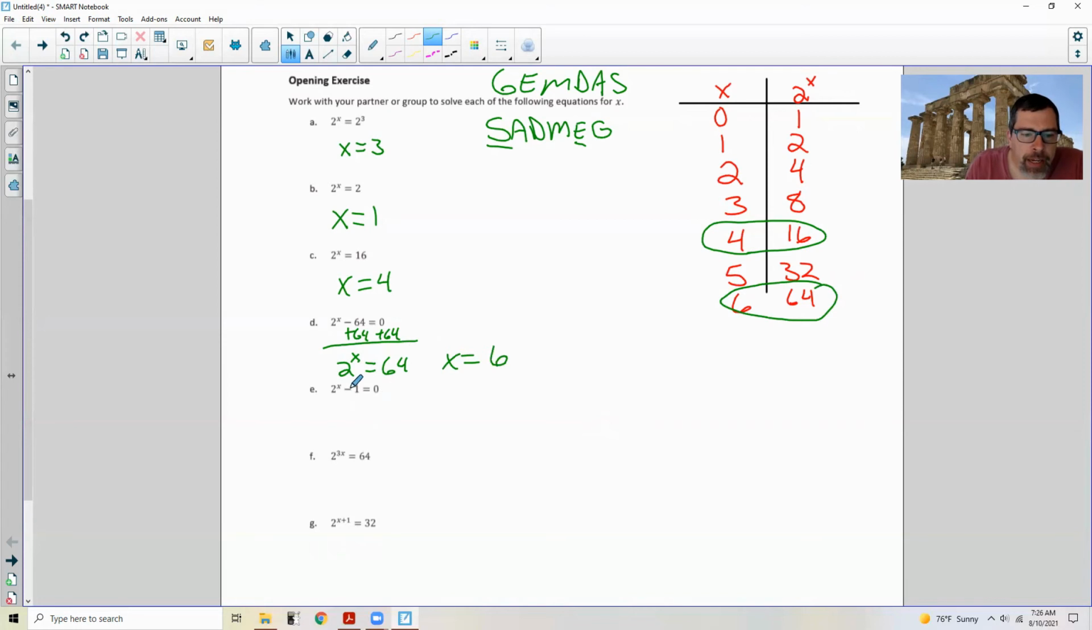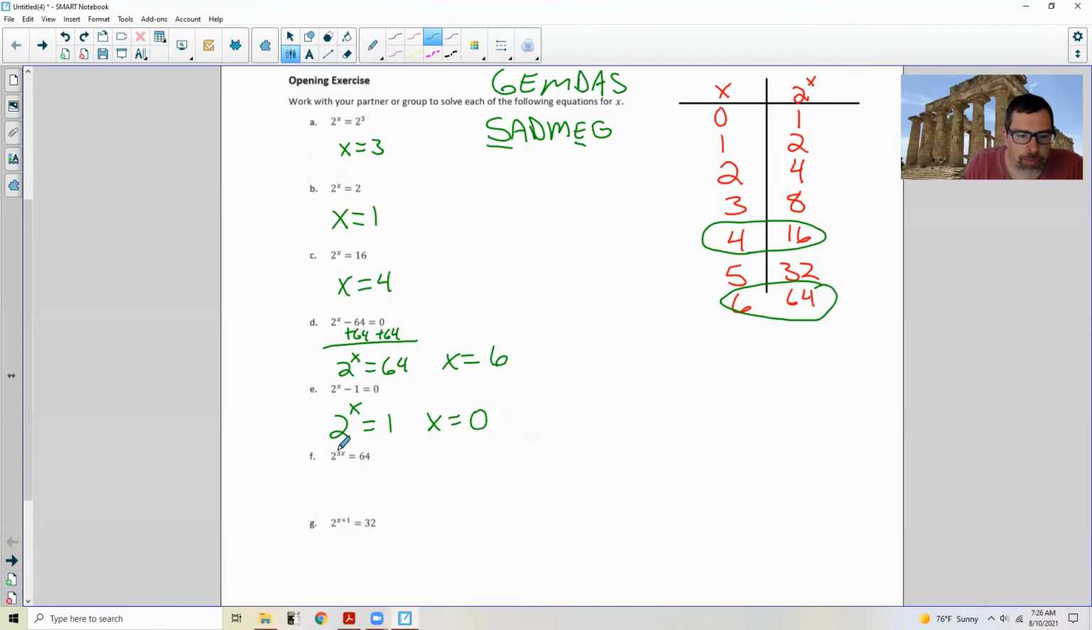Okay. And same here, it's again this subtraction first, add 1 to both sides. I get 2 to the x equals 1. Look familiar? It's same as b. So x has to equal 1. 2 to the first power. No, that's not true. Just kidding. 2 to the x is not equal to 2. It's equal to 1. So up here, 2 to the 0 is 1.